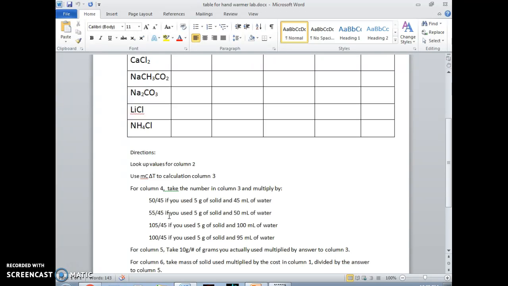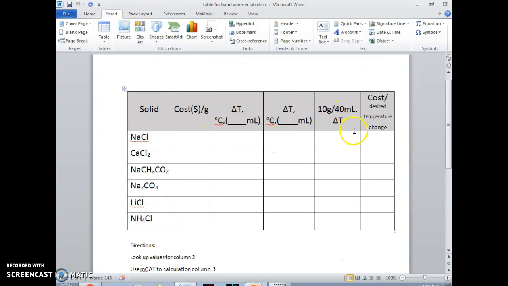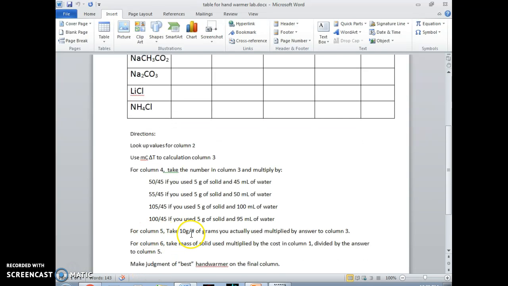Now, column 5. In column 5, what you're going to do over here is, the lab wants to know what the temperature change would be if you had used 10 grams and 40 milliliters. I'm not quite sure why they don't just have us do that on there. So how do you do that? In column 5, take 10 grams divided by the number of grams that you actually used, multiplied by your answer to column 3.